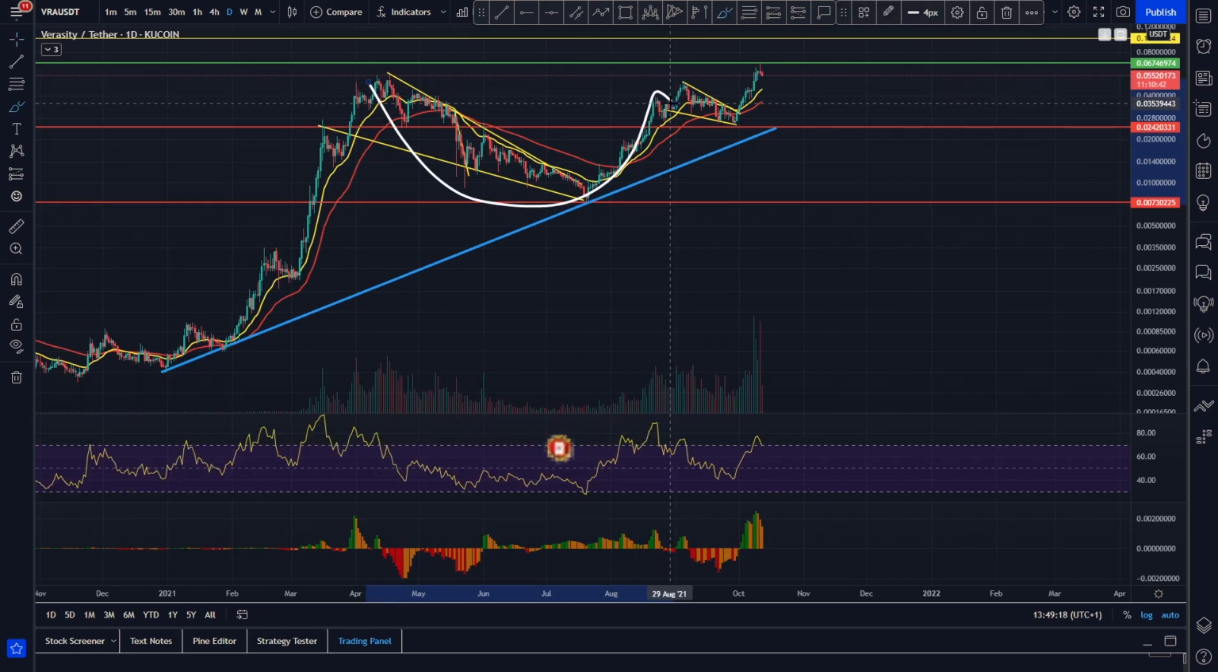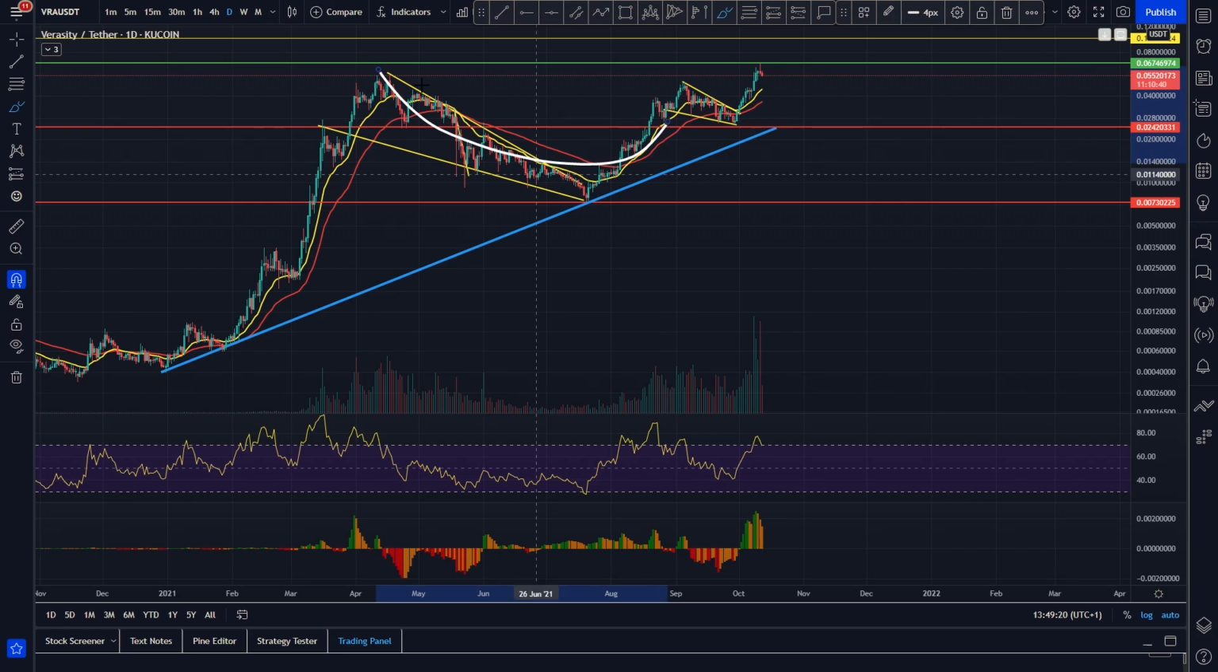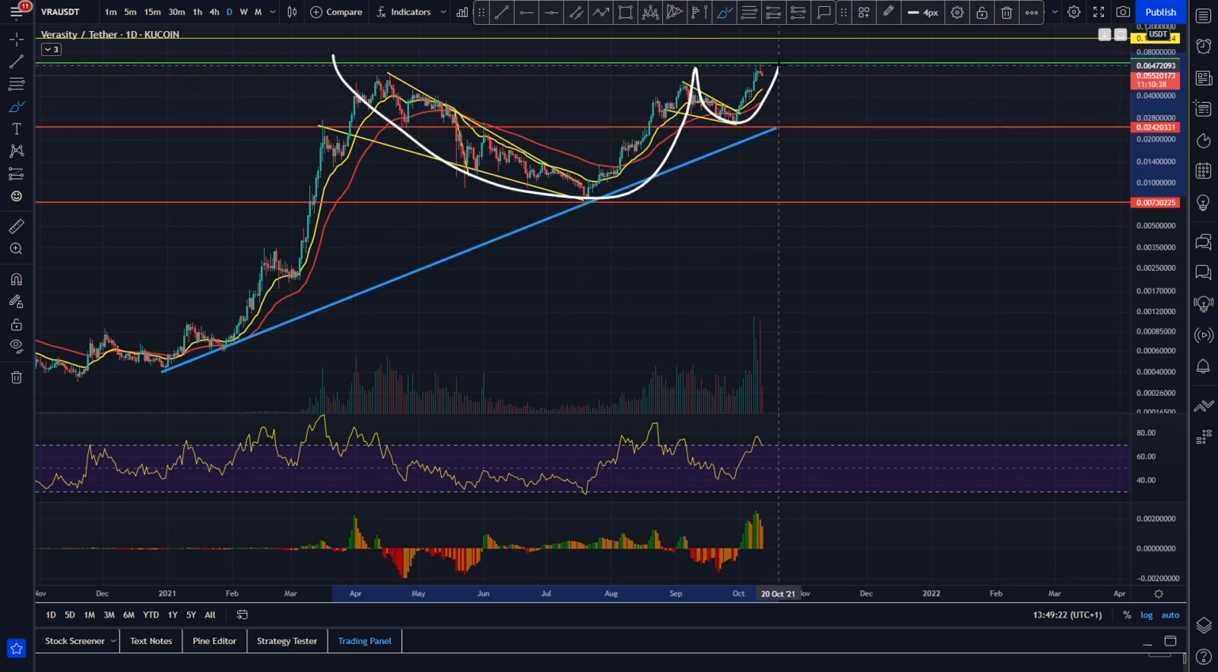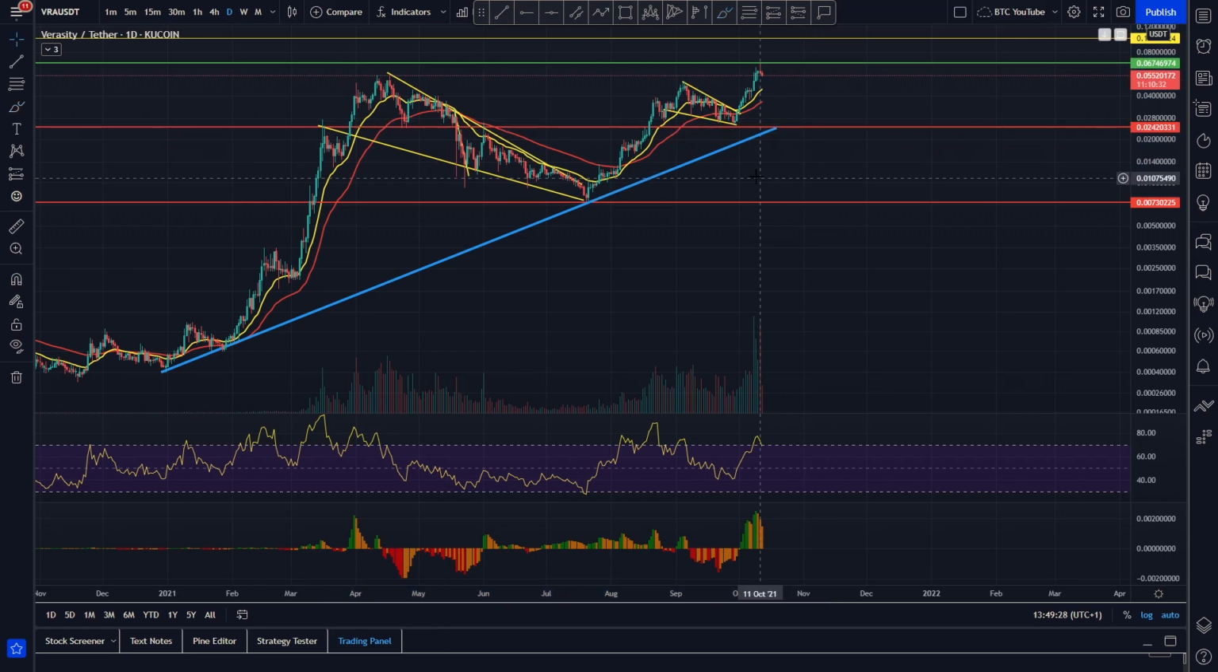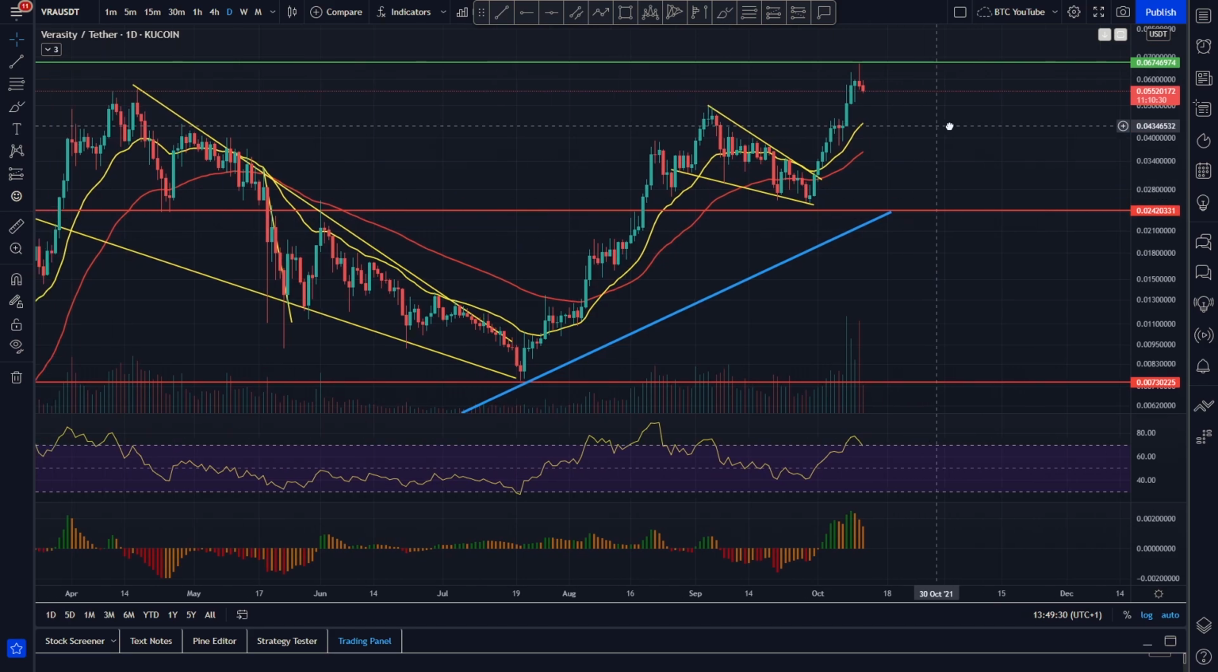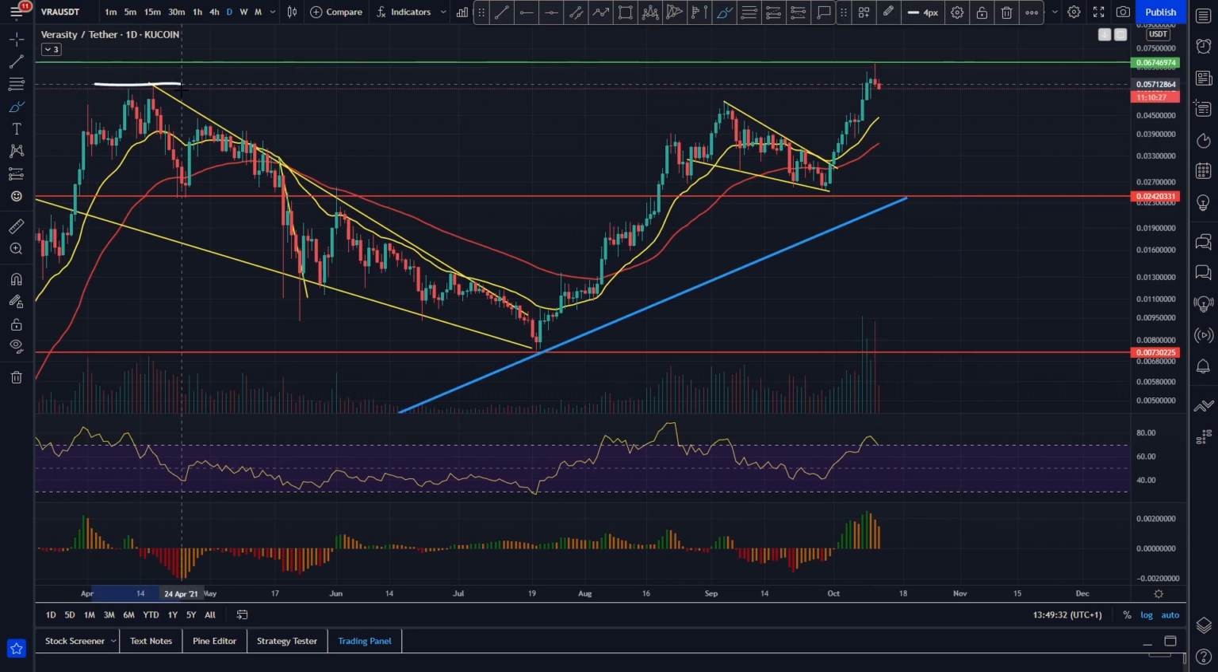Obviously that cup and handle formation, as we've been saying for a good while here, if I can just draw properly, cup and handle formation looking good, something like this. And then obviously we're probably expecting a bit of a pump for Verasity once it comes back down and tests support. And we've got support here at around that 5 cent level, currently trading at around 5.5 cents, which is the previous all-time high, by the way, at around 5.5 cents.